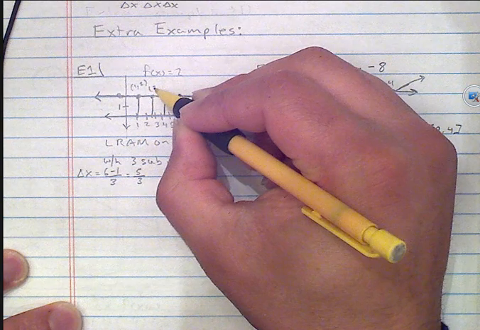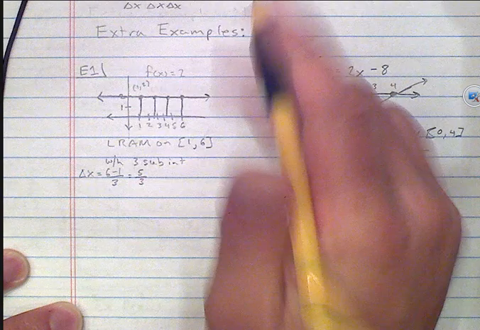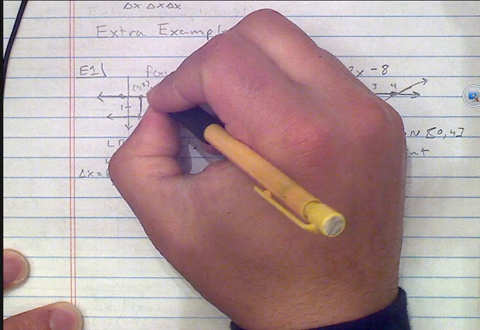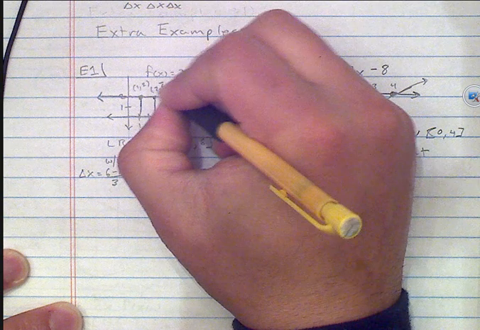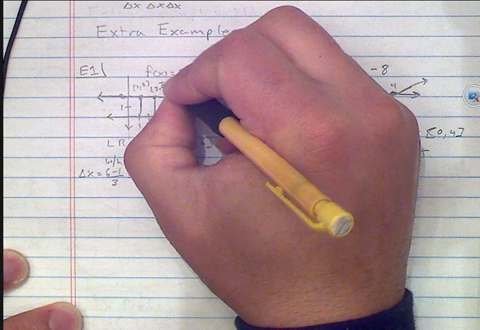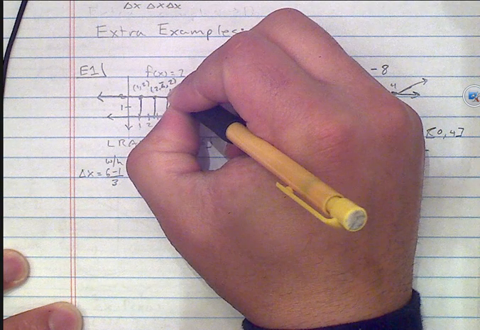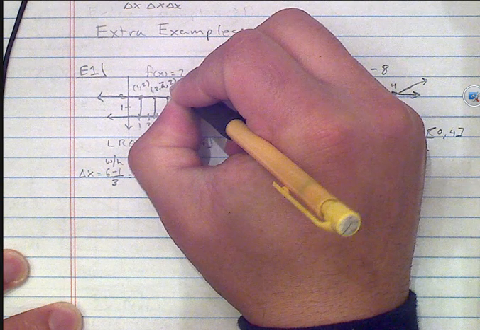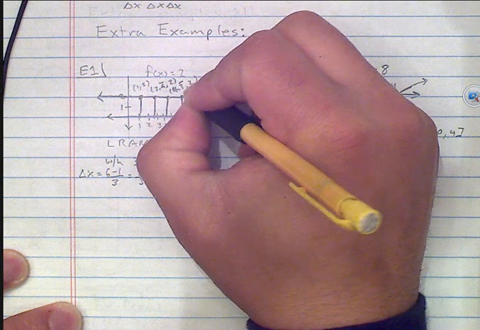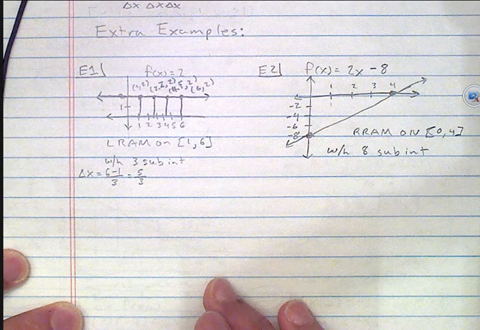Actually, that's not 2, that's 2 and 2/3, or I'll say 2.6 repeating, comma 2. And then 4.3 repeating, comma 2, and then 6, comma 2. Alright, so there we have it. Those are our 4 points that we're using.